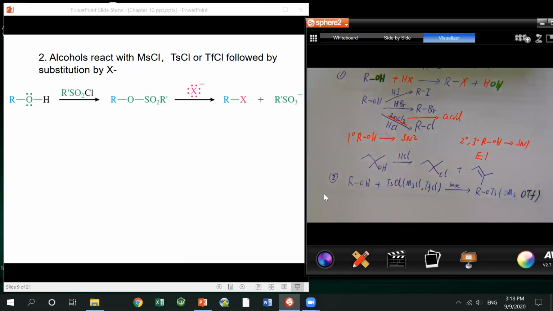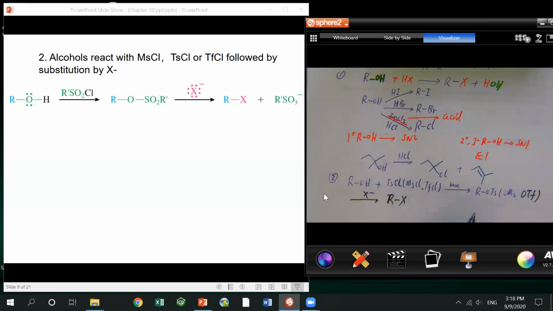And then following, you can go ahead to the substitution reactions. So come in and kick off the leaving group, and you get the alkyl halide. Here I just show you that's one way we draw a multiple-step reaction: one arrow, then show the intermediate, and then draw another arrow that shows the reaction conditions and the product.